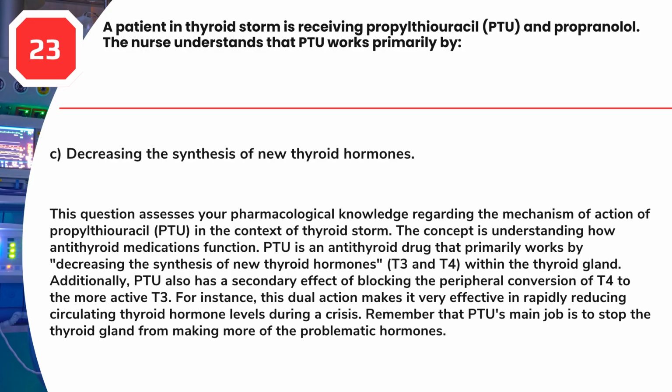the thyroid gland. Additionally, PTU also has a secondary effect of blocking the peripheral conversion of T4 to the more active T3. For instance, this dual action makes it very effective in rapidly reducing circulating thyroid hormone levels during a crisis. Remember that PTU's main job is to stop the thyroid gland from making more of the problematic hormones.